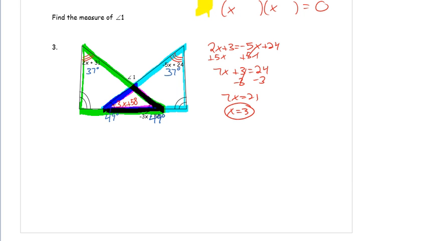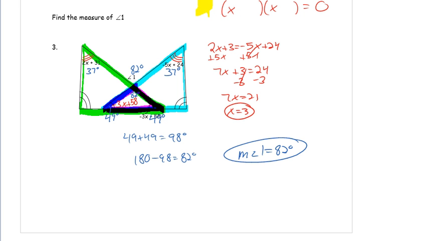So 49 plus 49 is going to give us 98 degrees. So now we can find that leftover top angle. So 180 minus 98 is going to give us 82 degrees. So this is 82 degrees here. Vertical angle, bingo. Measure angle 1 is 82 degrees. So you have to apply those theorems. You have to make sure you can figure out what you're looking for using a couple of those theorems.